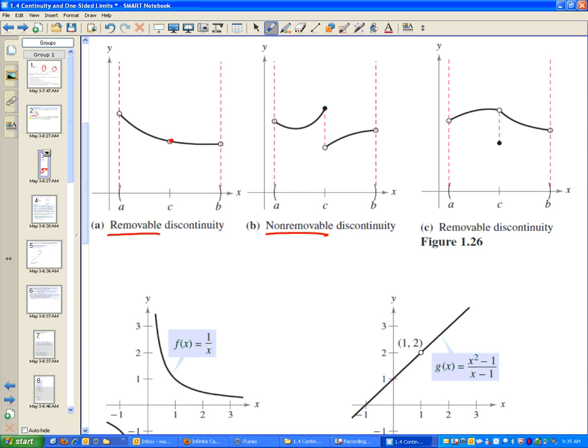When there's a gap, that's non-removable. And here, the one that we wondered about, once we said we could redefine f of c, that makes that removable. We redefine it so that f of c does not equal that and does equal that. Okay? And we've been doing this all along because we've been coming up with equivalent functions. When we say equivalent functions, what we mean is that they are equivalent at all but one point. So now fixing that one point where they're not fixes the discontinuity, removes the discontinuity.